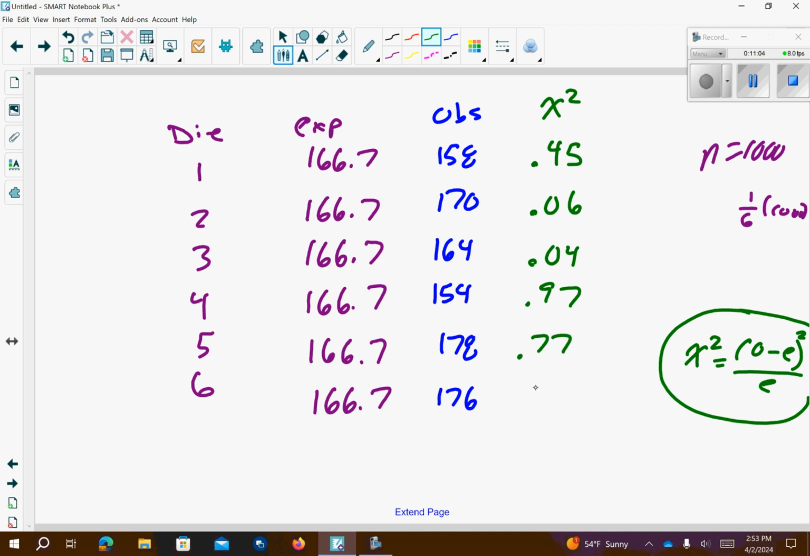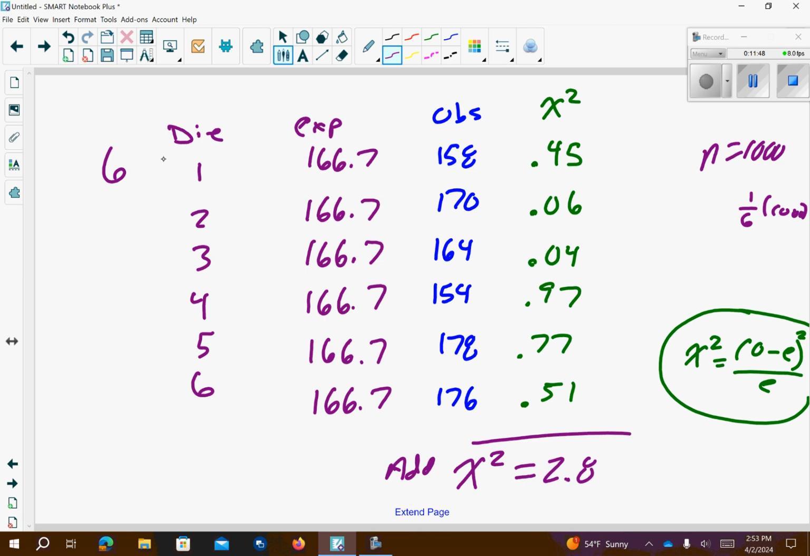And then 176 minus 166.7. Square that. And then divided by my expected of 166.7. So that gives me 0.51. And then what we should do at that point, so we construct our table. Those are my chi-squared values. Just for practice, add them up. So 0.45 plus 0.06 plus 0.04 plus 0.97 plus 0.77 plus 0.51. And so the sum of our chi-squared is 2.8. We'll be using that. Number 7, so that's basically number 6.